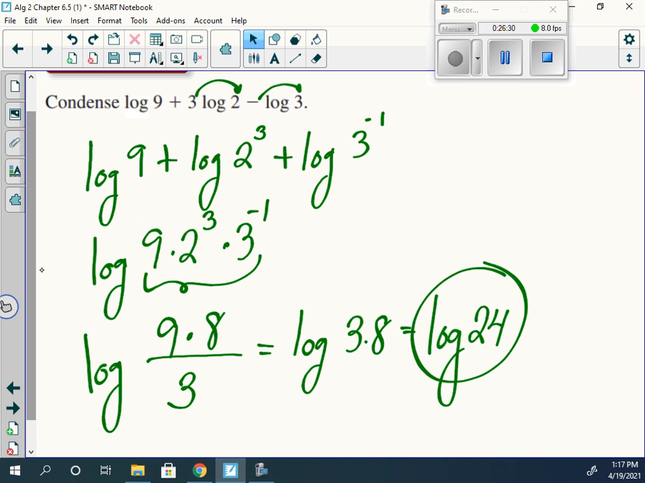And I can check it with log of 9 plus 3 log of 2 minus log of 3, because I can also type that in. And if those two answers are the same, then we did the right steps. So it's very nice that I can actually check to see, is this the same as what we started with? Because if it is, that means we did the right steps in simplifying this here.